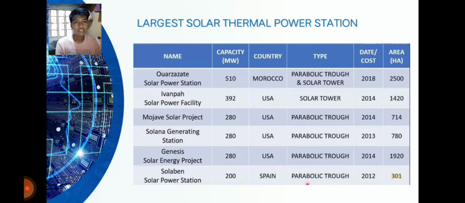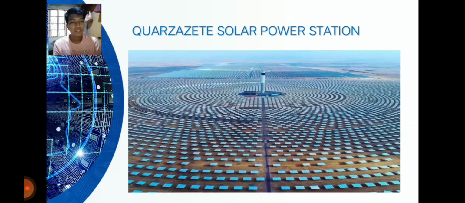Next is Solaben Solar Power Station. Meron siyang 200 capacity. Ang country niya is Spain, parabolic trough. And then the date cost is 2012. The area is 301. Ito yung Parsate Solar Power Station.